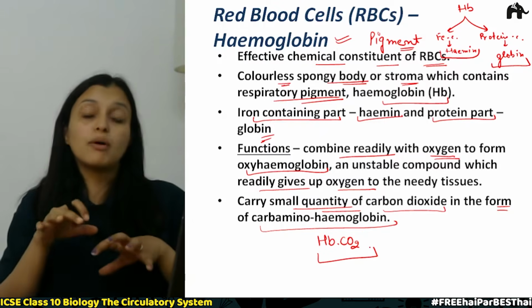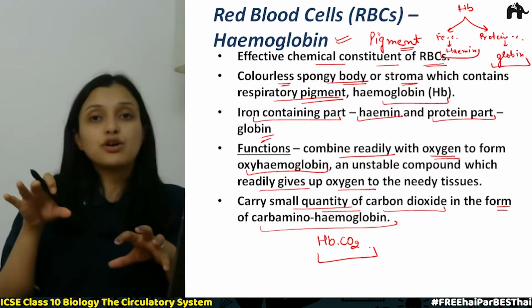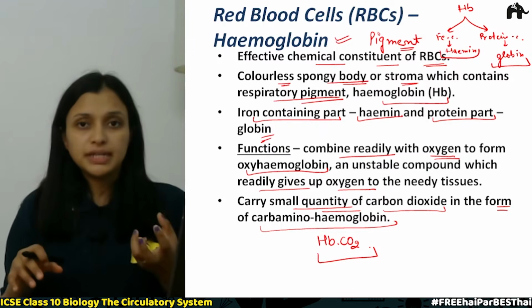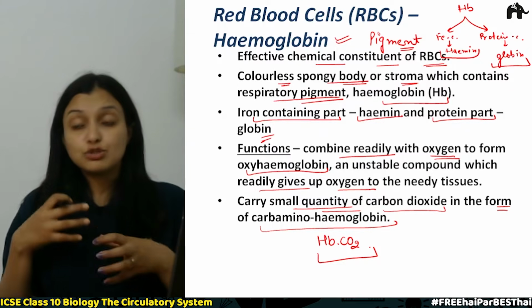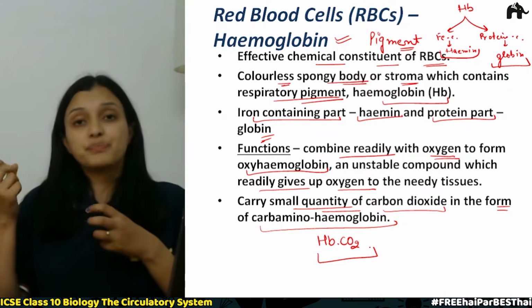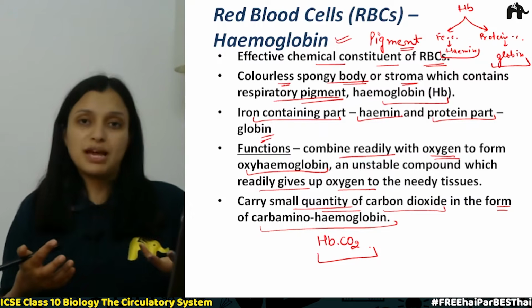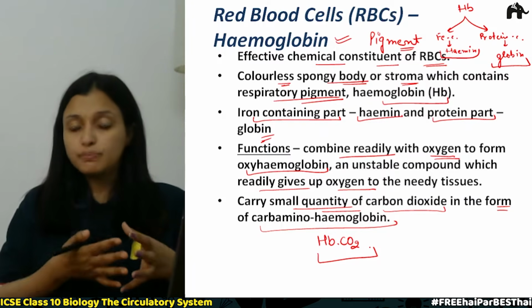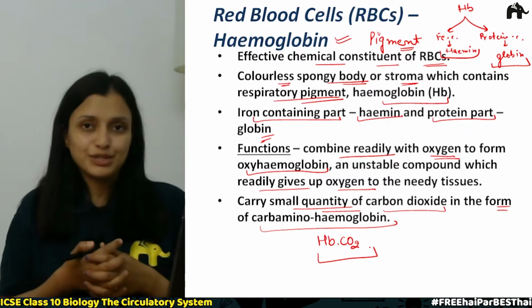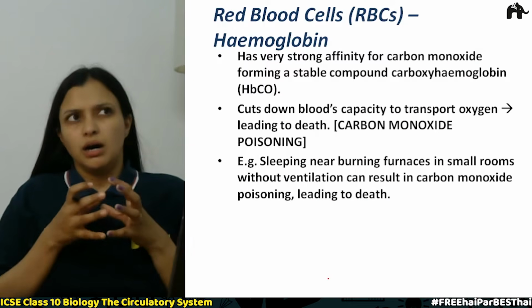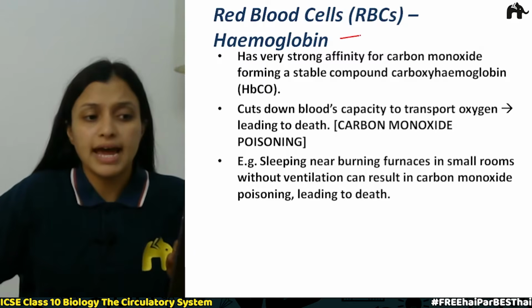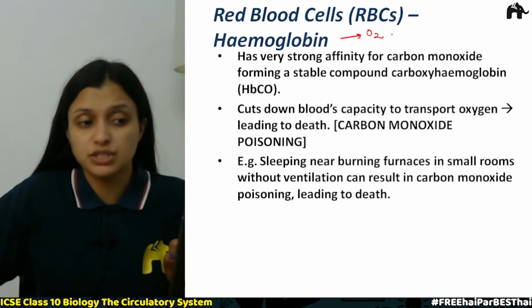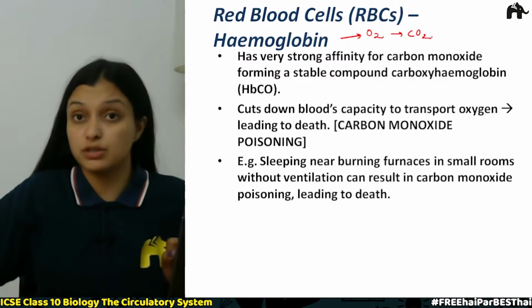So in this form, it carries carbon dioxide also, but very little carbon dioxide. The rest of the carbon dioxide is dissolved in plasma. So it is transported when it forms a solution with plasma. Clear? So I hope the functions of hemoglobin are clear to you. Now, like we always talk about, hemoglobin has more affinity to oxygen as compared to carbon dioxide.